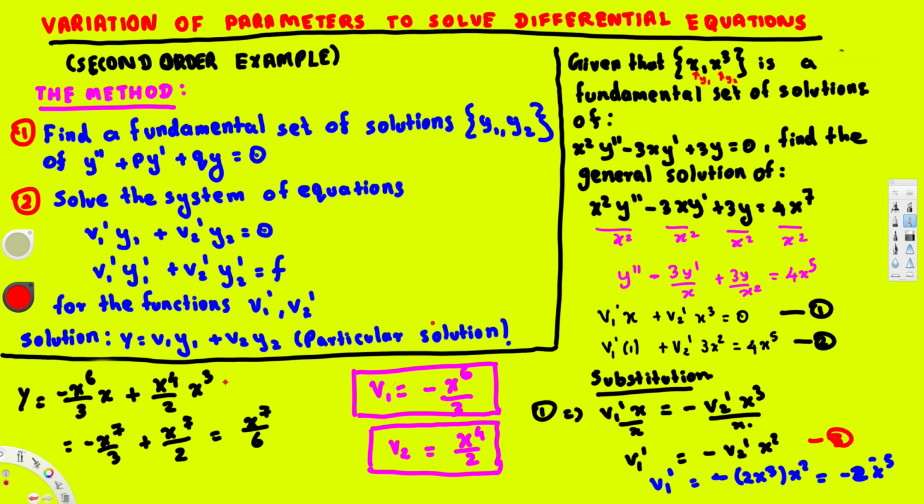Now let's note that one down. This is yp, the particular solution, right? Now let's see how we can find the general solution.